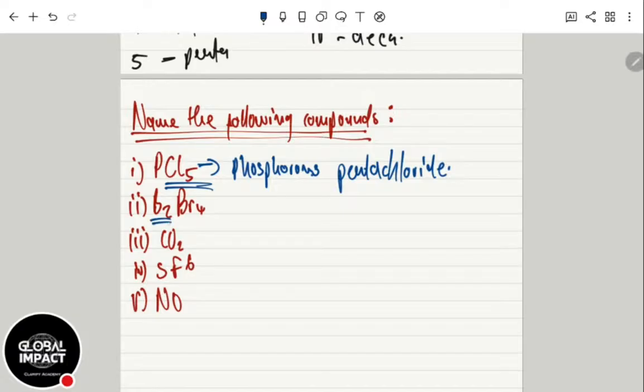Here it's bromine. Oh, no, this is boron. So here it's going to be boron. Then the bromine is 4, so it is bromine tetrabromate. Why tetra? Because there are 4. So tetrabromide, sorry. Tetrabromide. Not bromate, bromide, because it ends with IDE. Now we go to the next.